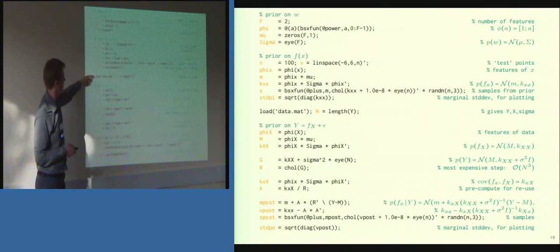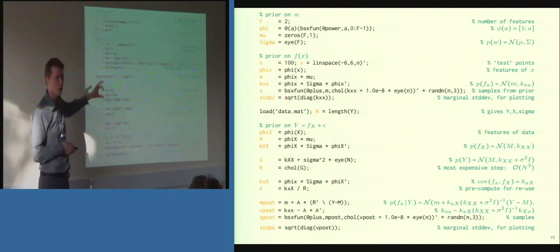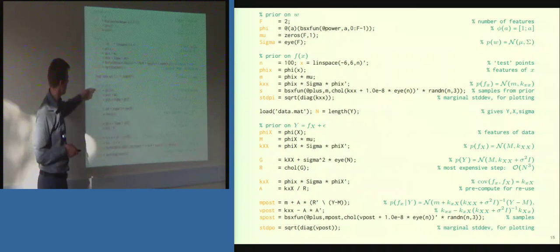Then I get to see the data. This happens after you've defined the prior, obviously. When you see the data, that gives you observations, so it gives you these feature functions of the points where you made observations. These are called phi x.